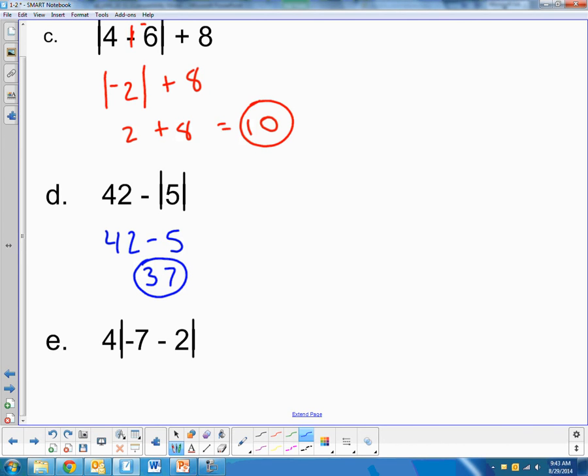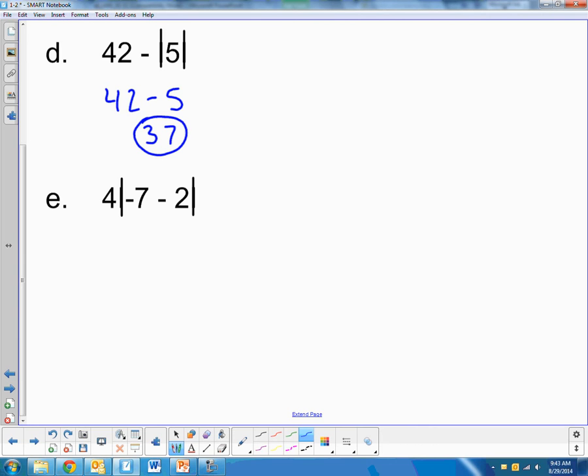Last one here. Absolute value. We've got that 4 next to the absolute value. It's a little bit weird. It's different than we've seen in the past. So I'm going to do a little offshoot here. The absolute value bars act very much like parentheses in a lot of different ways. It's a way to group things.